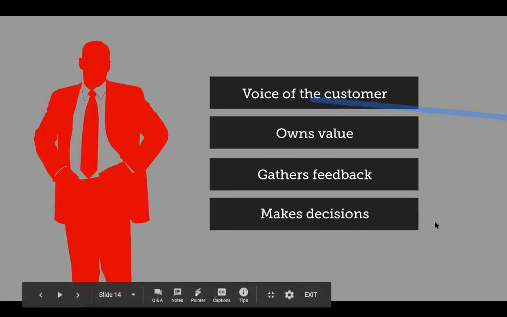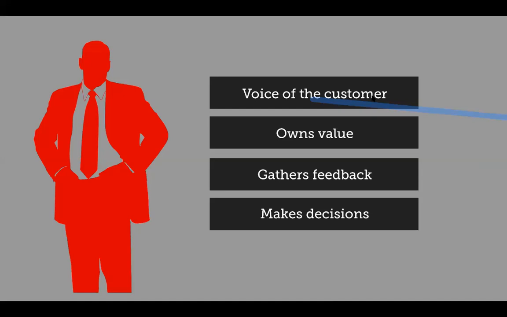This kind of summarizes it. He's the voice of the customer, or the voice of the business owner, whoever. He owns the value of whatever goes on the page. He gathers feedback from customers and things like that. And he's making big decisions. Don't forget, you, the Scrum Master, are not making too many decisions. You're always kind of like option 1, option 2, and somebody else decides. You're just the organizer.